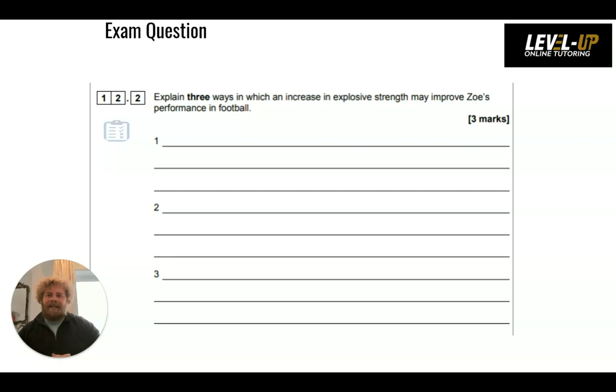So now we're going to have a look at an exam question. This is a 3-mark question. We're looking to explain 3 ways in which an increase in explosive strength may improve Zoe's performance in football. The key command word there is explain, so we can't just state, we need to explain it. We also need to make sure that it is relevant to football. So we need to have some knowledge of football, of course. Let's have a look at some potential answers.